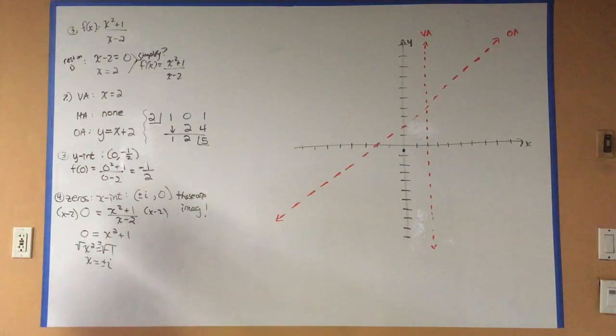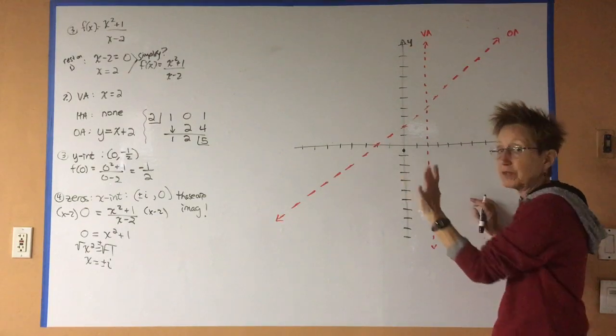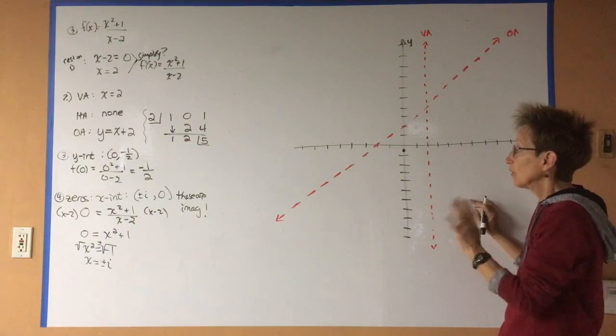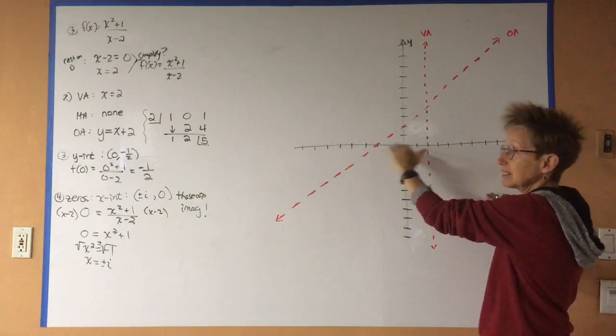Can't graph them. So what is that telling me? It's telling me that there are no x-intercepts at all. So in other words, this graph is never going to cross. We got an extra piece of information here. This graph is never going to cross the x-axis.